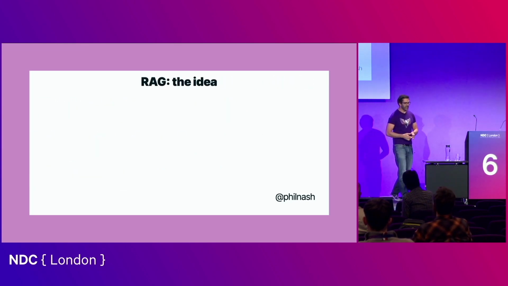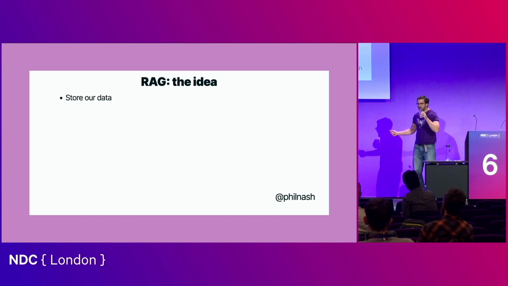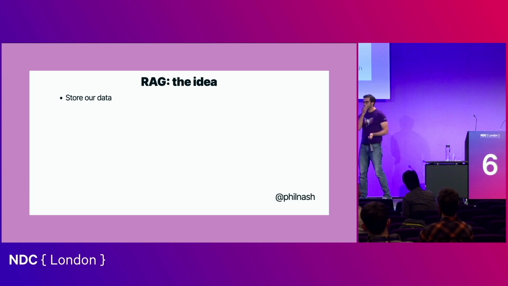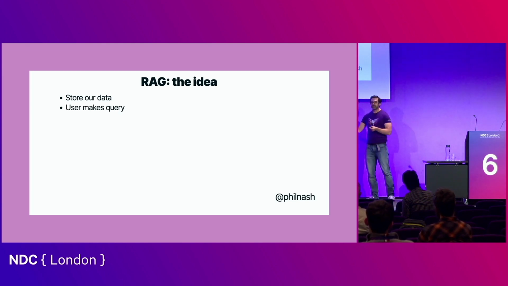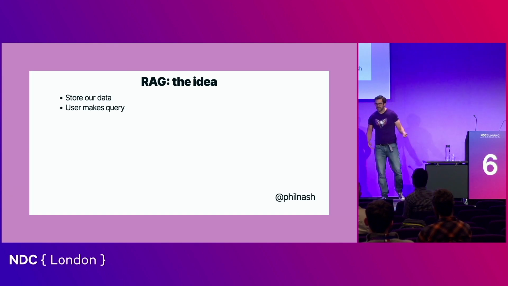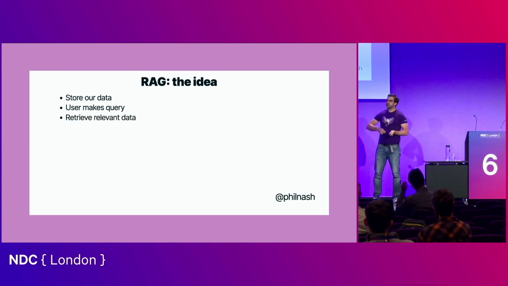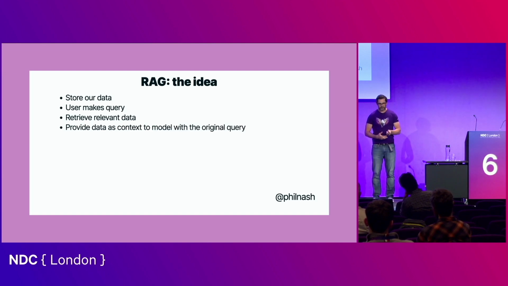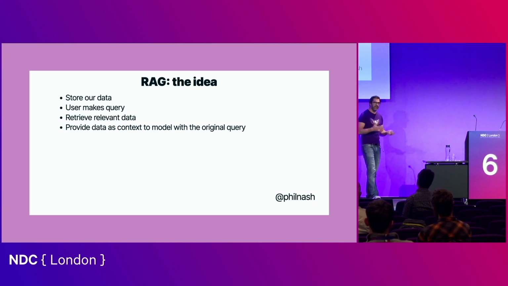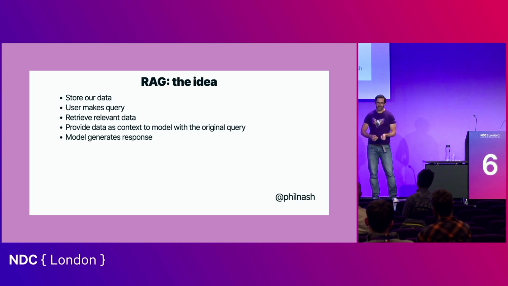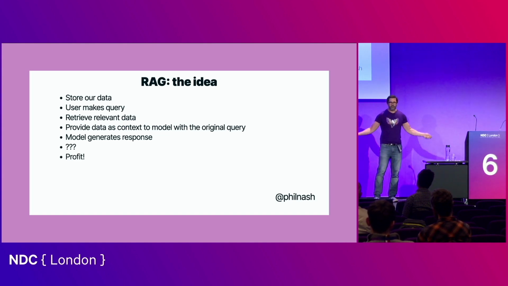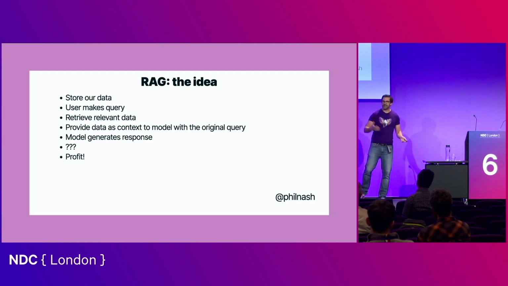The idea behind retrieval augmented generation is we're going to store our up-to-date or private data in some way that we can later look it up. We're going to have a user make a query against a bot, like what's Phil Nash speaking about at NDC London. We're going to retrieve relevant data about that query. We're going to provide that data as context to the model alongside the original query, thus influencing the way the model is going to answer. The model then generates a response based on our context, and then ultimately, I guess, profit, right? I sell the bot to NDC London, to NDC in general, and we all walk away happy.